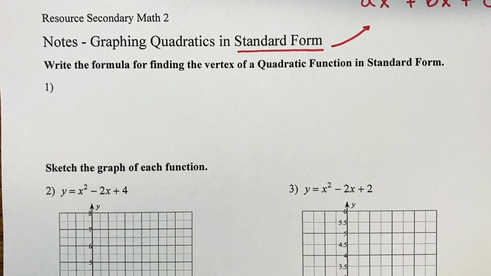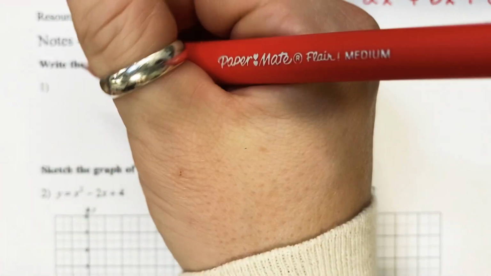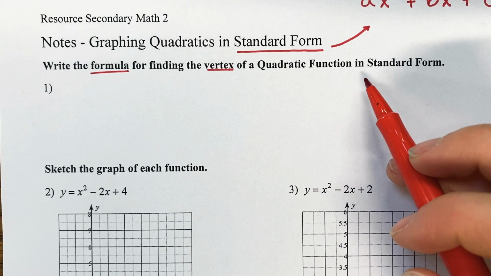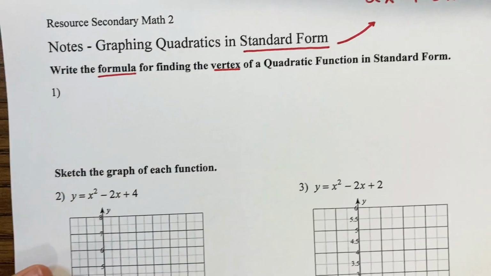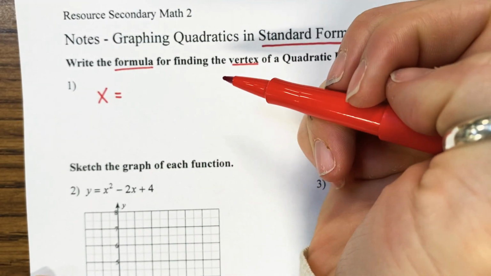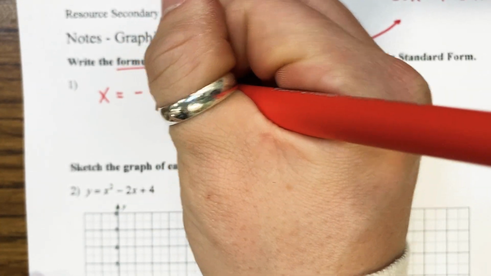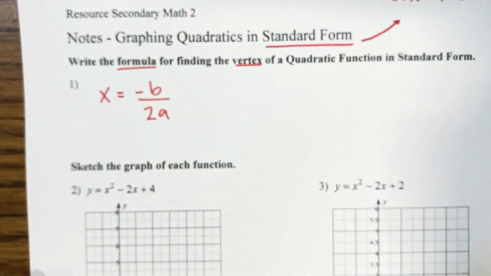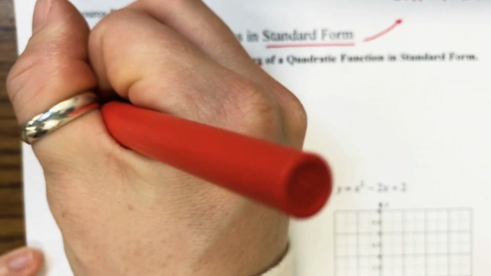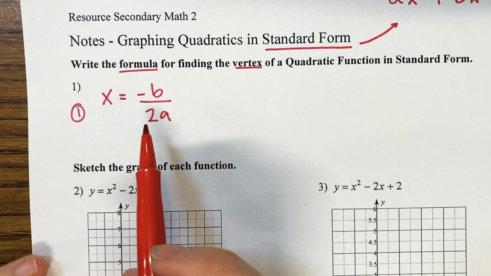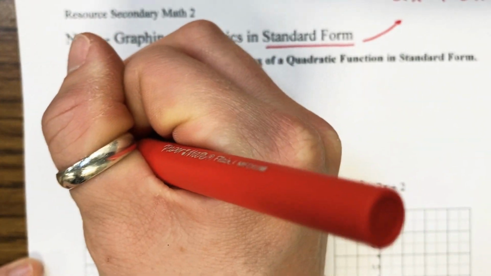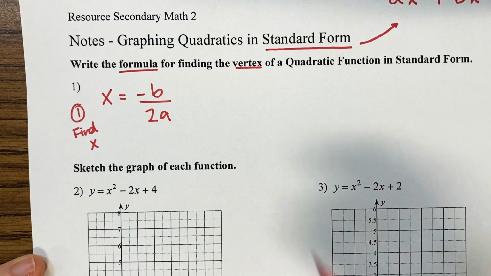Okay, so for number 1, it's asking us to write the formula. There's a formula for finding the vertex of a quadratic function in standard form. In order to find the x part of the vertex, the formula is x equals negative b over 2 times a. Okay, super important. So your first step in order to graph these quadratic functions is going to be to find the x. Our first step is to find the x using that formula.